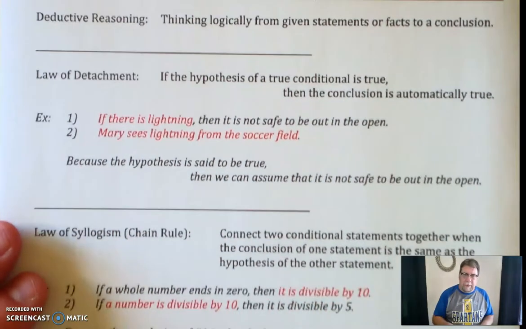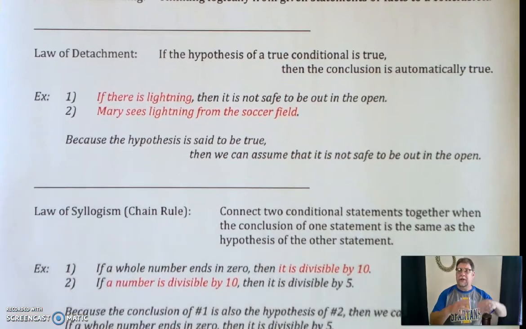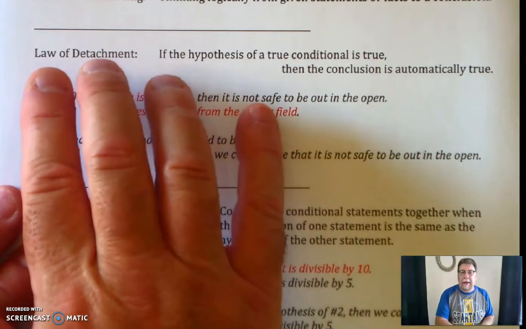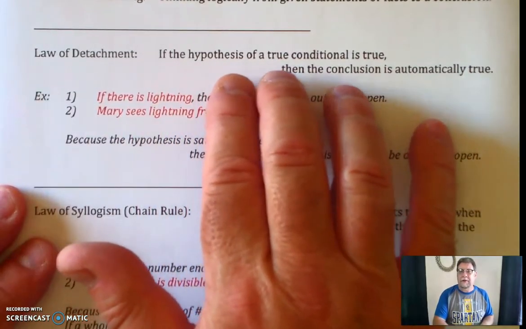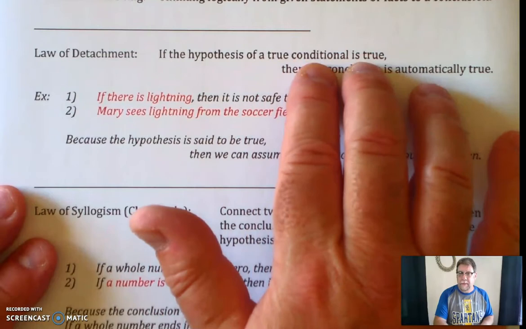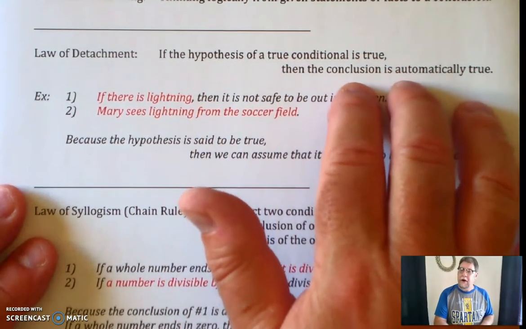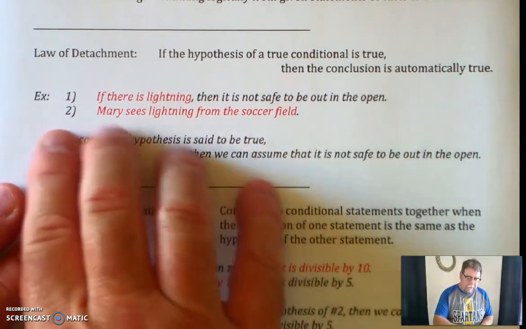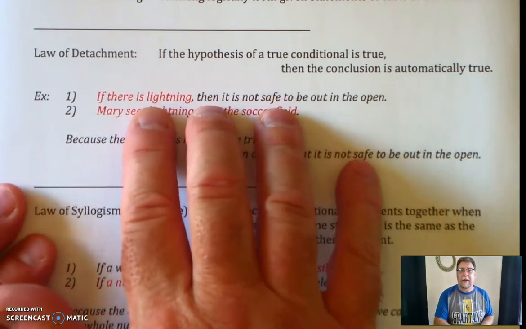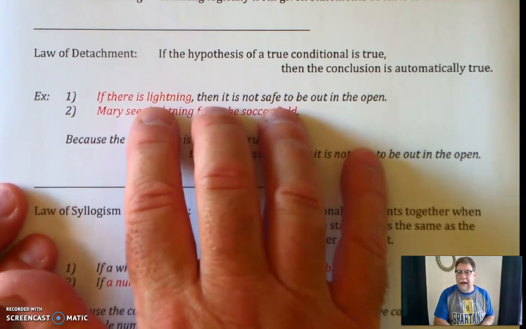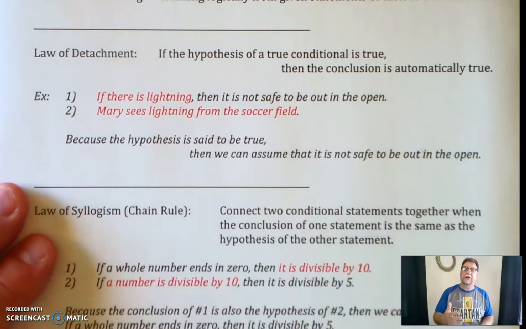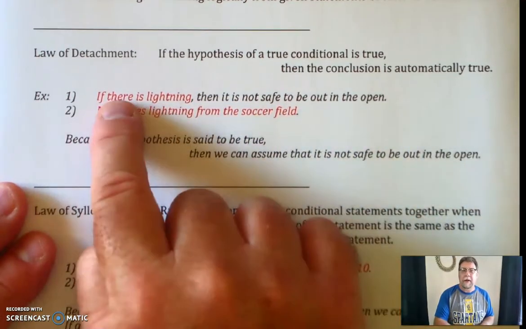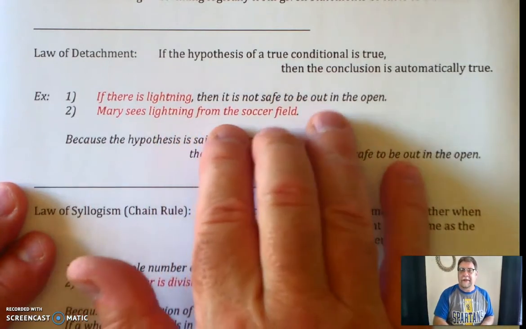All right, so now if we just simply want to look at some of these laws, this is just laws that will work with if-then statements. So the law of detachment basically means that if the hypothesis of a true conditional statement is true, then the conclusion is automatically true. So basically we talk about two things that are happening right here. So we start off by saying, here's a conditional statement. If there is lightning, then it's not safe to be out in the open. So that's a conditional statement. If you look, and this part's true, this part would be true. If you see lightning, then it's not safe to be out in the open.